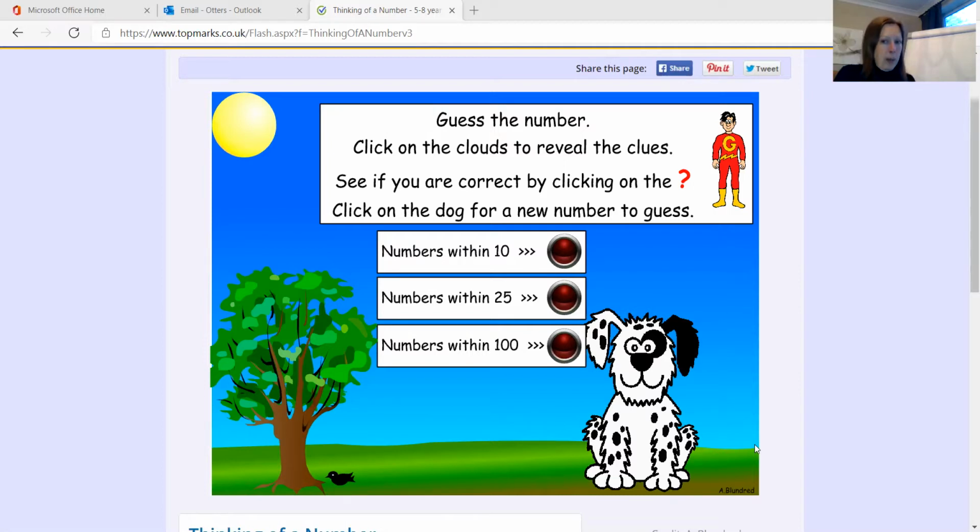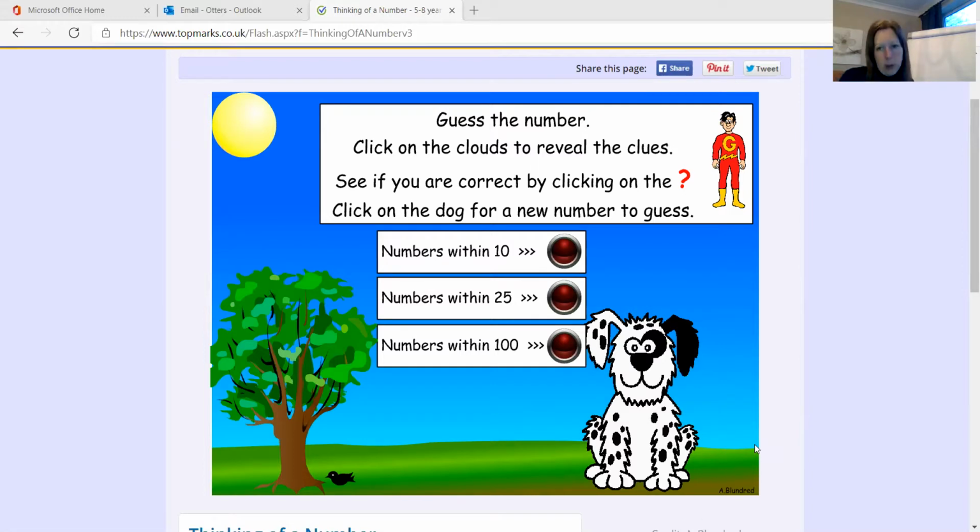So it's called Guess the Number. And there are 3 different levels to this. Now you can choose whichever numbers that you feel more comfortable with. You might want to start off with the first level and then work your way up to the higher level. But we can see that the levels change by the numbers that we are working with. So we've got numbers within 10, which means numbers up to 10, numbers within 25, and then numbers within 100.